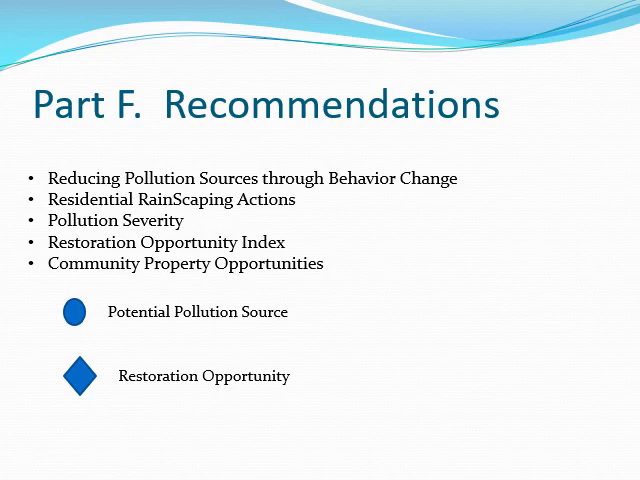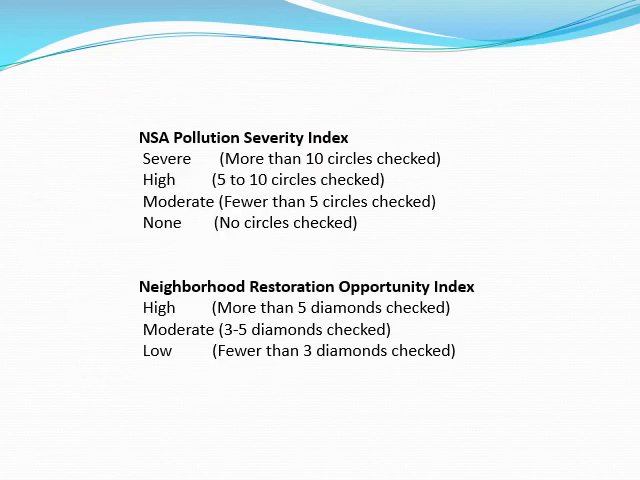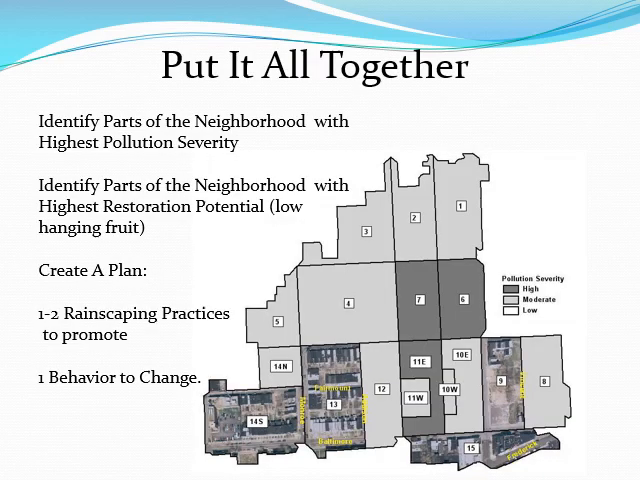So again, you're going to pay some special attention to the circles and the diamonds. The form actually asks you to add up all your circles and all your diamonds. So you'll go ahead and do that. And when you add up your circles and your diamonds, if you have more than 10 circles that you've colored in, you know that's a part of your community that's pretty severely polluted. If you have 5 or fewer, it's maybe a more moderate area. And the same thing goes with your restoration index. So you just add those up and you can begin to tell how your community compares.